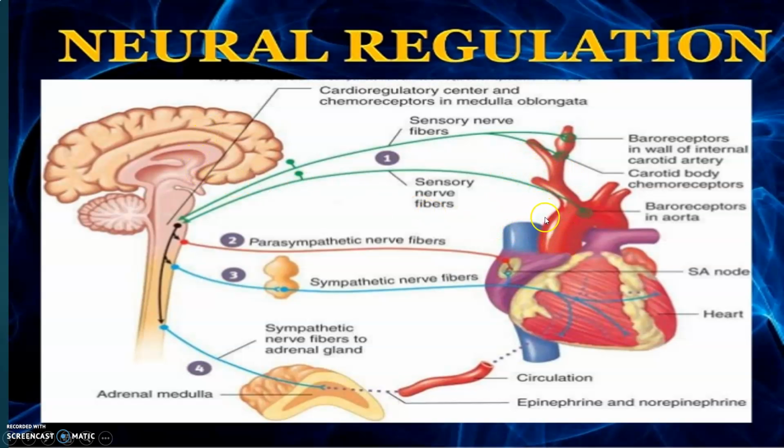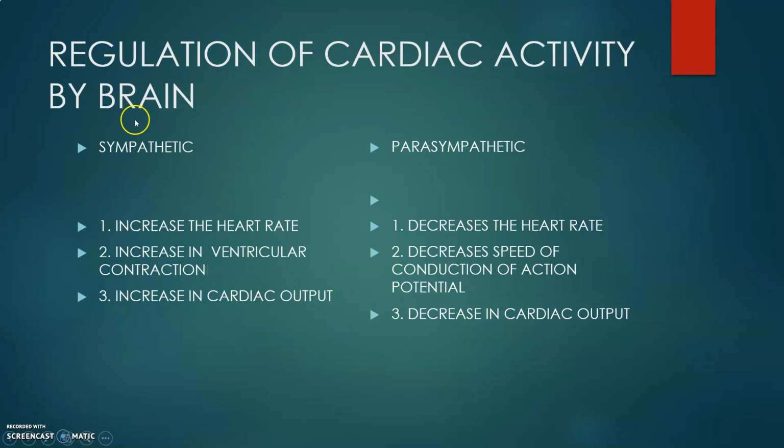For the cardiac activity, the receptors are present in the arteries and in the aorta, which are carried to the cardioregulatory center in the medulla oblongata by the sensory nerve fibers. The sympathetic nerve fibers and the parasympathetic nerve fibers are involved in carrying these messages from the heart to regulate the activity of the heart. Now let's discuss these sympathetic and parasympathetic mechanisms. The sympathetic and parasympathetic mechanisms are part of the autonomic nervous system.